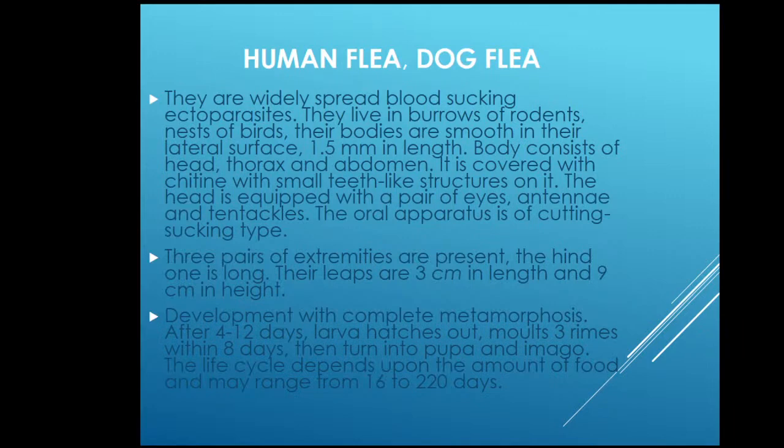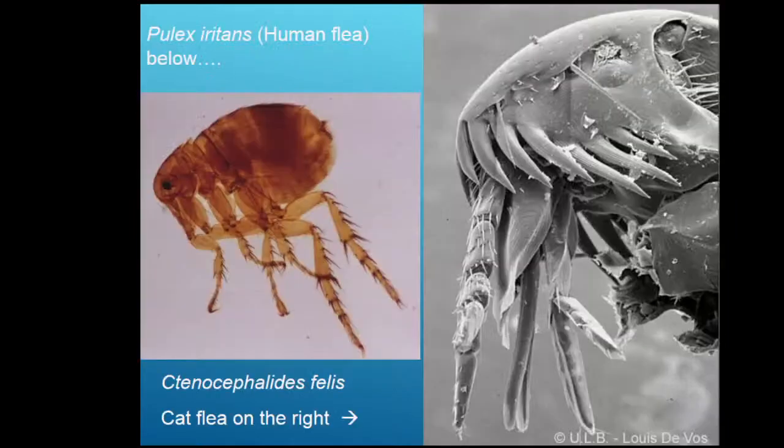Indirect development with complete metamorphosis is characteristic for fleas. After 4-12 days, the larva hatches out from eggs, molts three times, and transforms into a pupa. From the pupa, the adult flea hatches out. The life cycle depends on the amount of food and species, and may range from 16 to 220 days. So this is Pulex irritans, the human flea, but it can feed on blood of humans, dogs, mice, rodents, and others.